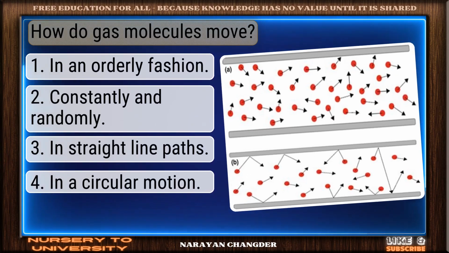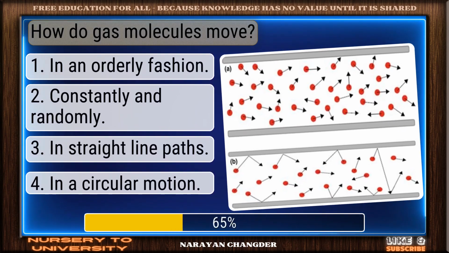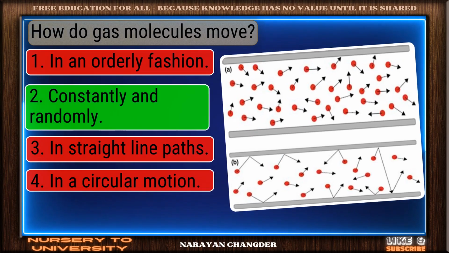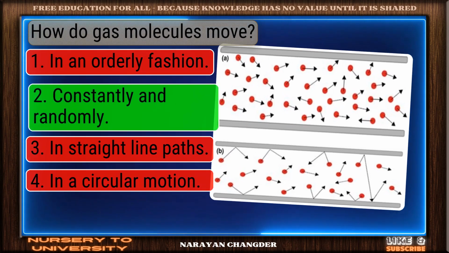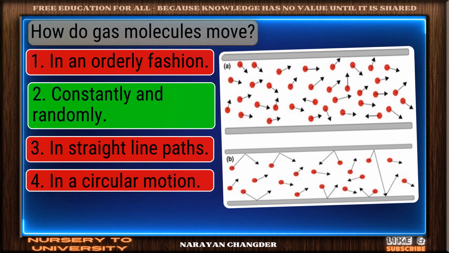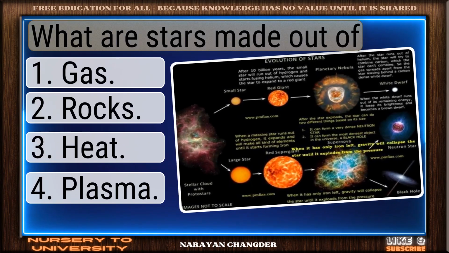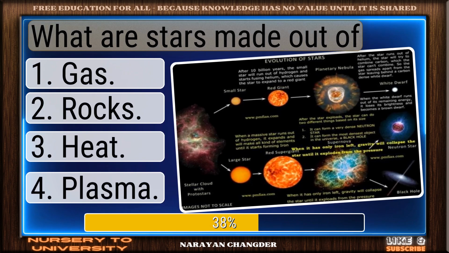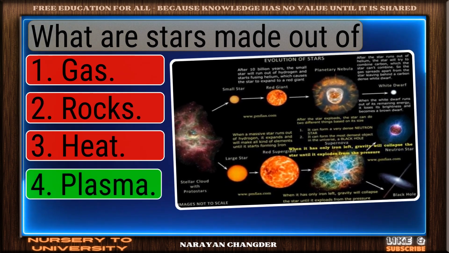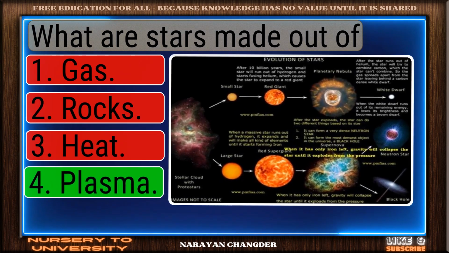How do gas molecules move? Exactly. Constantly and randomly makes sense, and it is the right choice. What are stars made out of? Valid point. Plasma is true.